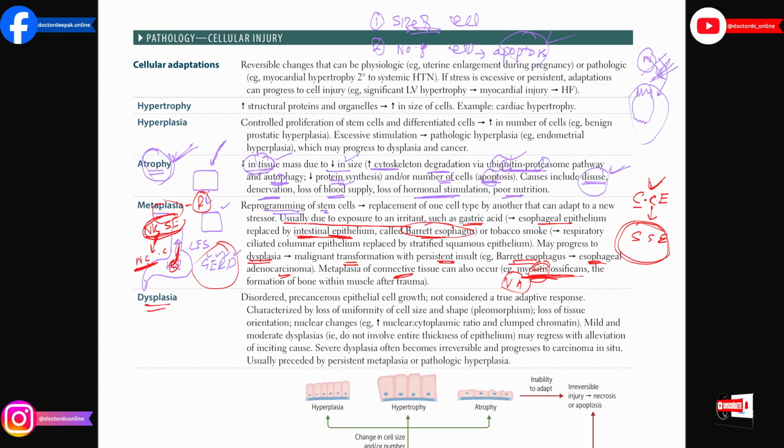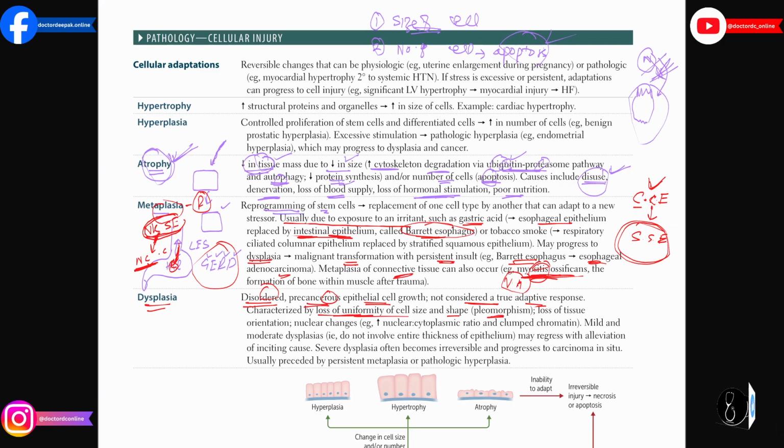First of all, we have to get the clear definition. What is dysplasia? It is disordered precancerous epithelial cellular growth. You have to keep in mind, it is not considered a true adaptive response. It means if your cell is disordered and converted into a precancerous state, it is not a true adaptive response, and it is characterized by a loss of uniformity of cell size and shape, which is called pleomorphism.